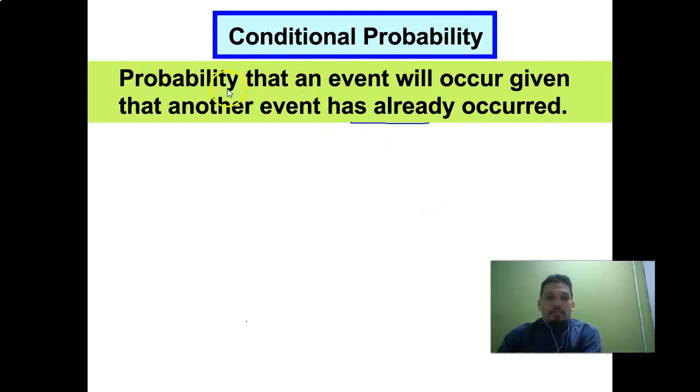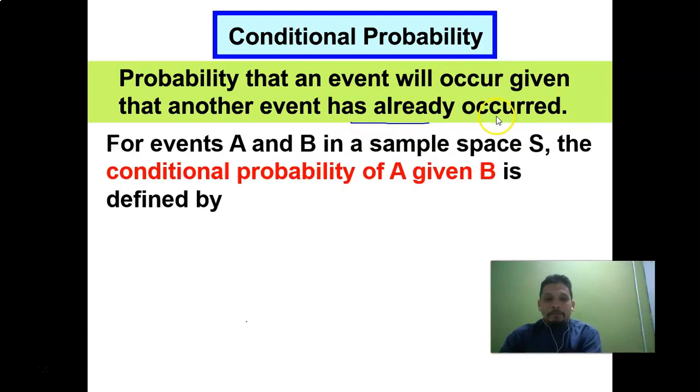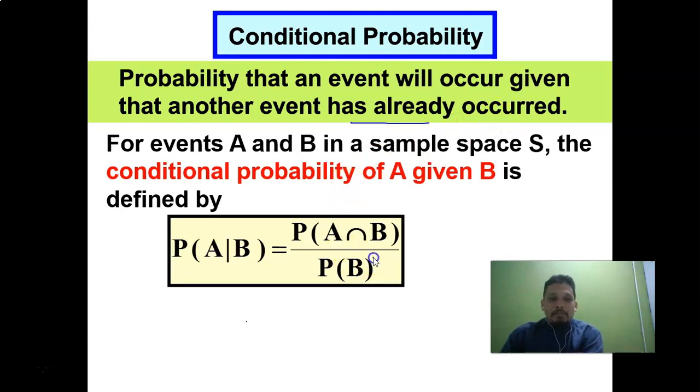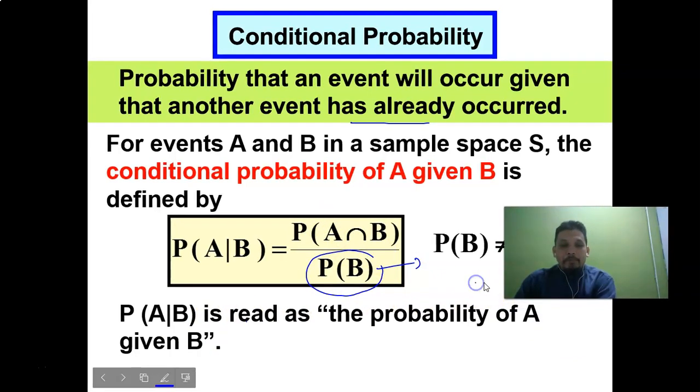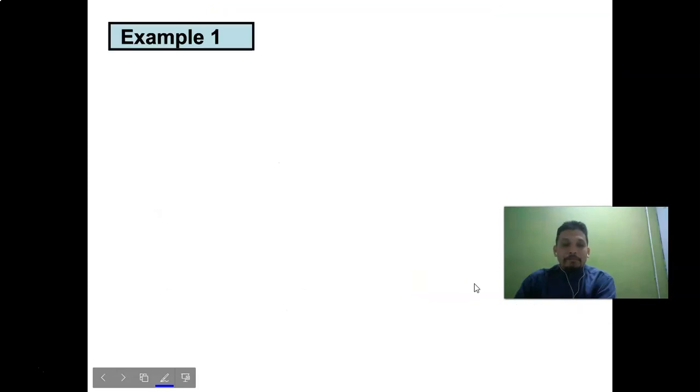So conditional probability is that an event will occur given that another event has already occurred. Okay, so probability of B is considered as what we call the event that already occurred, and A will occur. So probability of A given B.